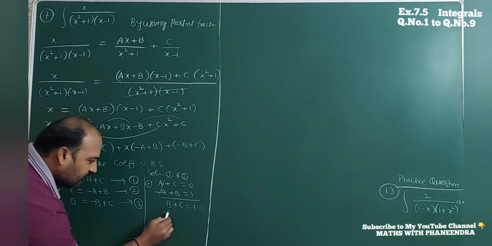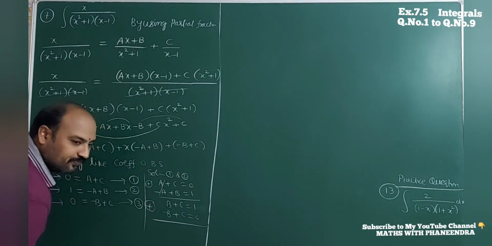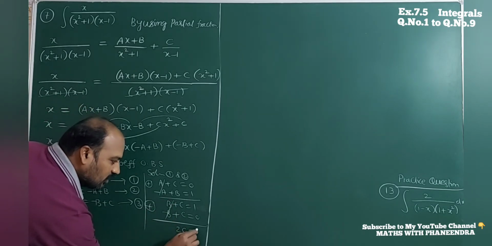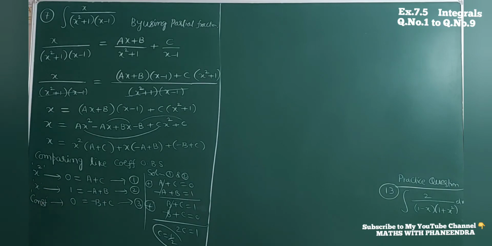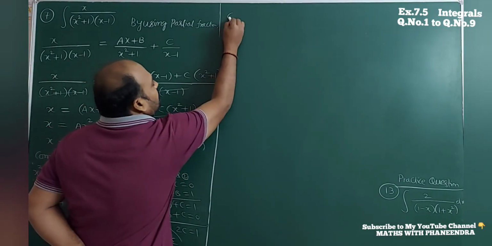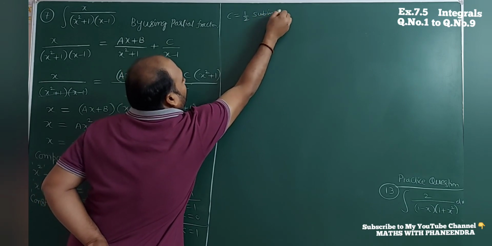Equation b plus c is equal to 1. Here directly I am writing minus b plus c is equal to 0. Adding these two, 2c is equal to 1. C is equal to 1 by 2. Substitute in 3.